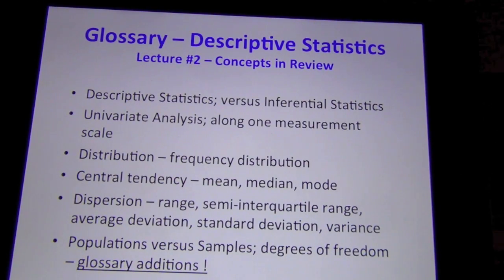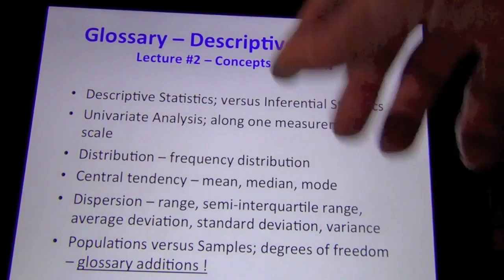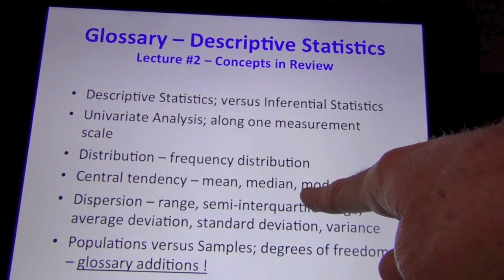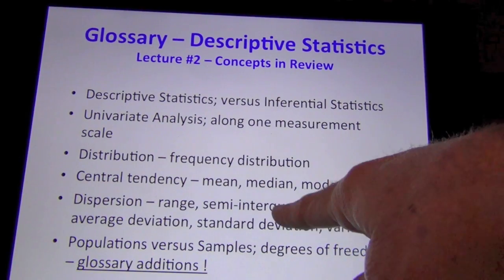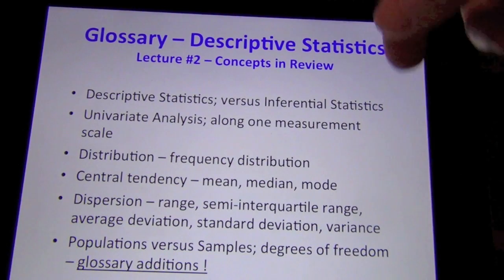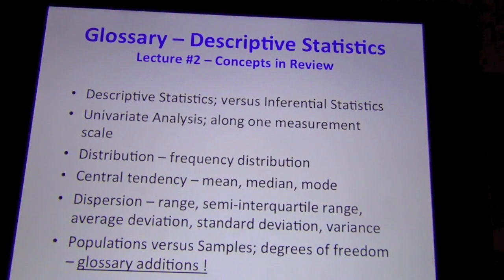So what have we done today? We've talked about descriptive statistics and compared and contrasted them to inferential statistics. And all of this discussion has to take place in a univariate analysis where there's one measurement scale, but most of the time that's the case. We've talked about frequency distributions as a way to summarize a group of data, measures of central tendency as a way to summarize data, and measures of dispersion as a way to summarize data. And we've talked a little bit about populations versus samples and degrees of freedom. We'll talk more about all of these concepts when we come to class on Thursday.